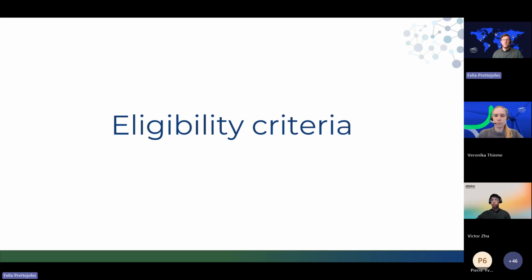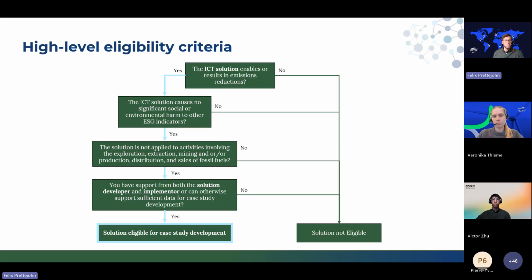So for the eligibility criteria for the solutions, and I hope that's showing up a bit bigger on your screen than on mine, we have just high-level eligibility criteria for the actual solution itself. So the first one is pretty straightforward. The ICT solution needs to enable or result in an emissions reduction. Secondly, the ICT solution has to do no significant harm to other social or environmental indicators. At the moment, we're only assessing solutions in terms of carbon, but this is important to keep in consideration because we shouldn't be supporting solutions that have a clear negative effect elsewhere.